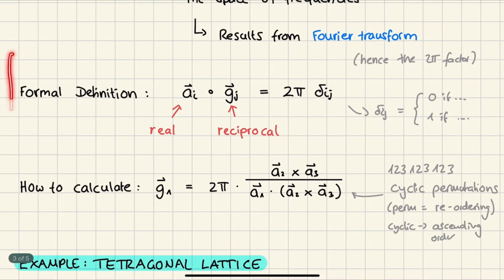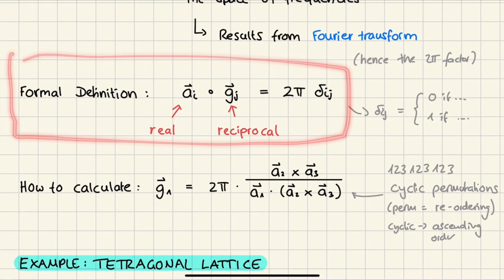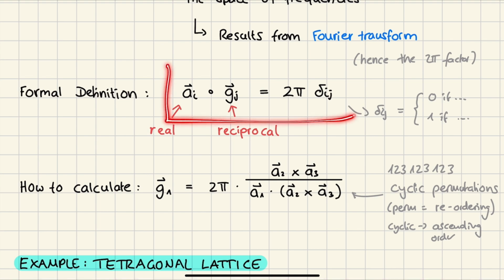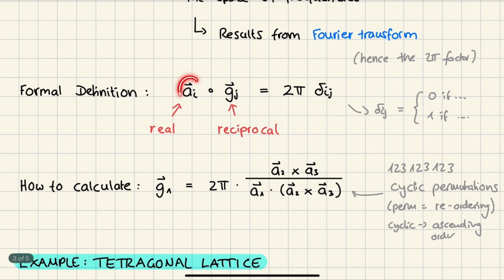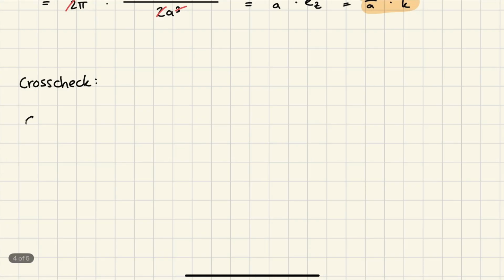Now, at the start I mentioned that we can use the formal definition of those reciprocal basis vectors to cross-check our results, and that's what we're going to do. This formula tells us that if we choose a real basis vector and a reciprocal basis vector with the same index and multiply them as a dot product, the result is going to be 2π. And if we choose a real basis vector and a reciprocal basis vector with different indices and multiply them, the result is going to be 0. So let's try that out. Let's do, for instance, a1 times g1. Those two have the same index, so they should result in 2π.